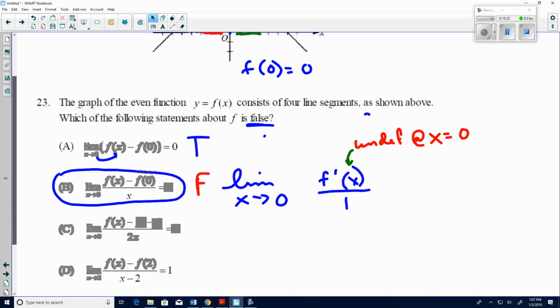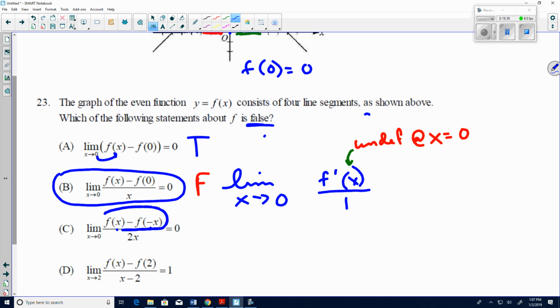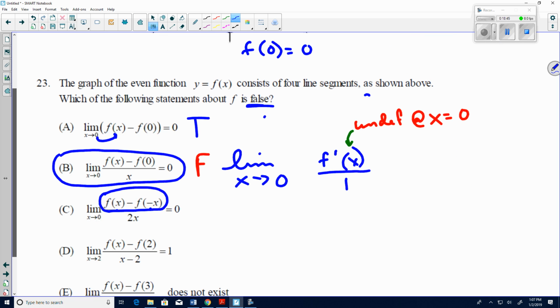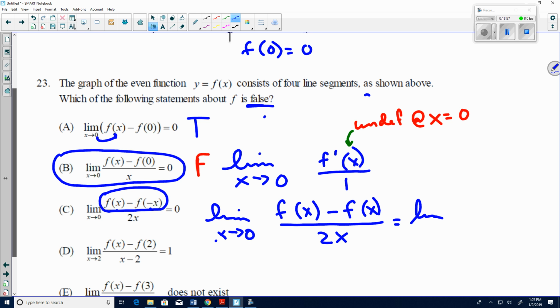What happens when x goes to 0? We have f of x and f of minus x. From our definition of even functions, we know that f of minus x is in fact f of x, right? That's one of the things we set up here. So I could rewrite this as the limit as x goes to 0 of f of x minus f of x, all over 2x, and that's the limit as x goes to 0 of 0 over 2x. Well, 0 over 2x is always 0. So that is true. No problem there.